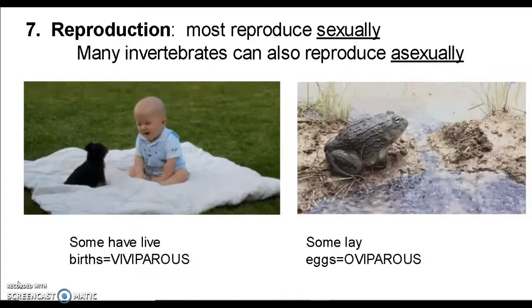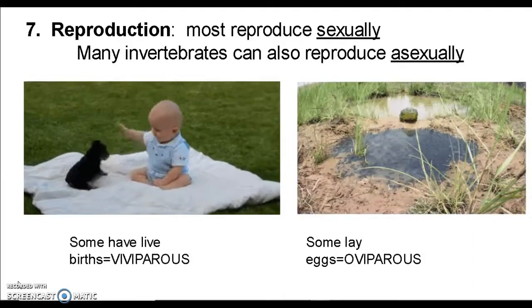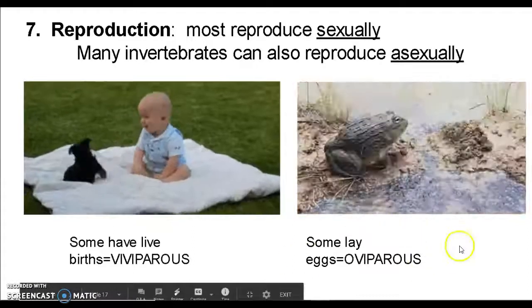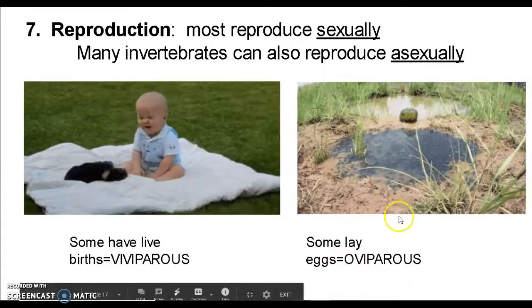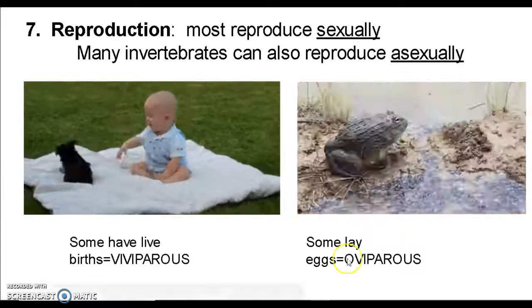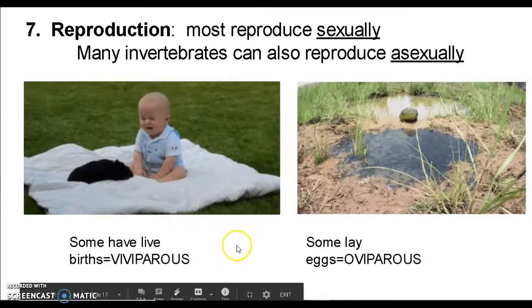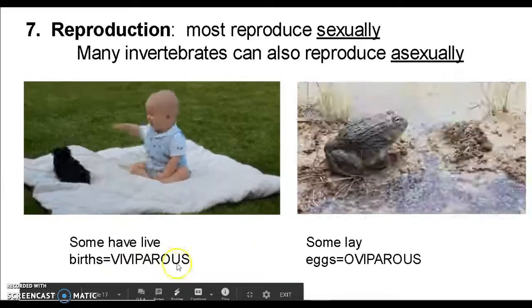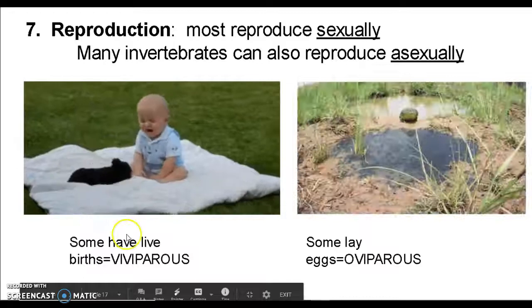Animals that do sexual reproduction, the vast majority of them are oviparous, meaning that they lay eggs, like this frog here, all those tadpoles that are hatching from their eggs. And mammals are viviparous. That means they give live births.